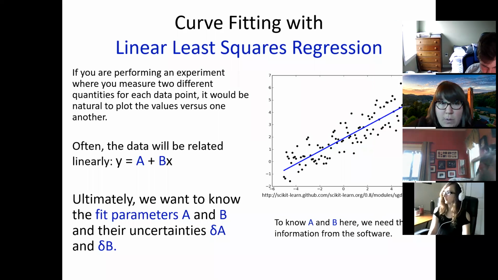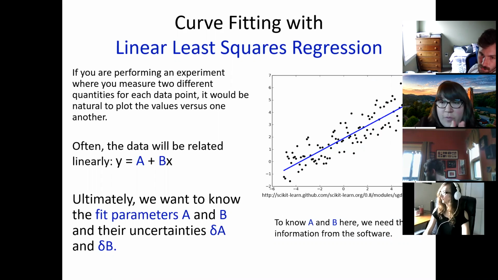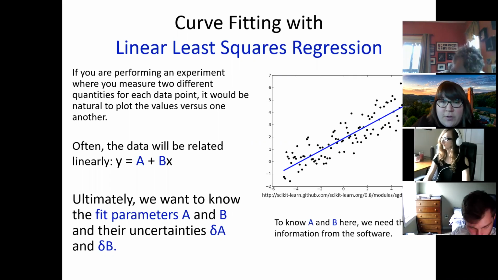All right, so you perform an experiment and you're measuring two different quantities for each data point, like the speed of light one, where we were measuring distance and time. We were measuring time of flight and distance traveled of those pulses of light. So that's two different quantities for each row of my Excel spreadsheet. It's natural to then plot those values one versus the other. And often those quantities in physics are linearly related.